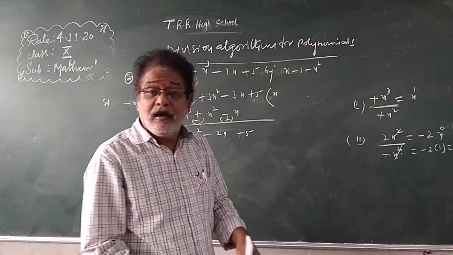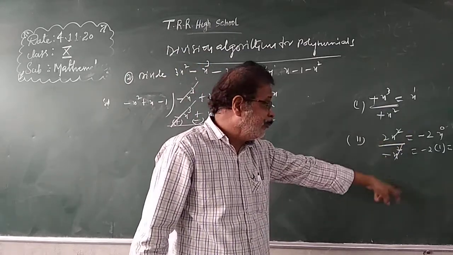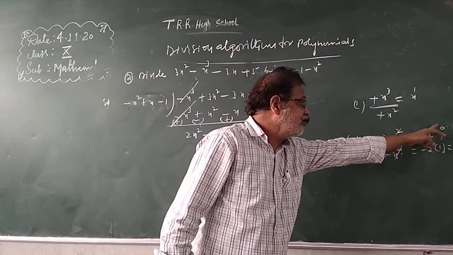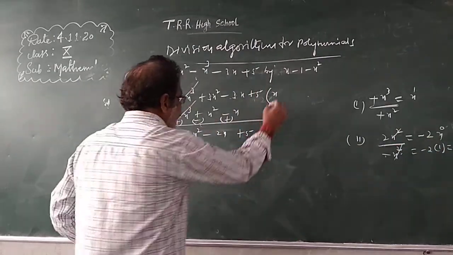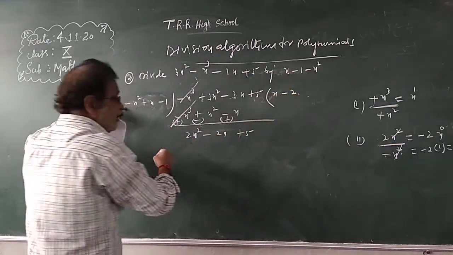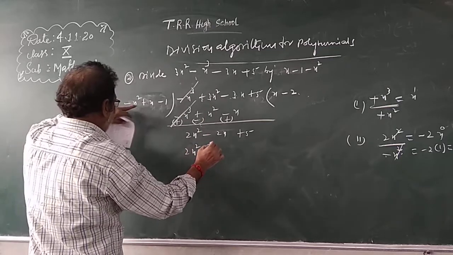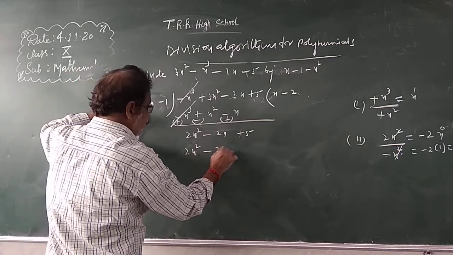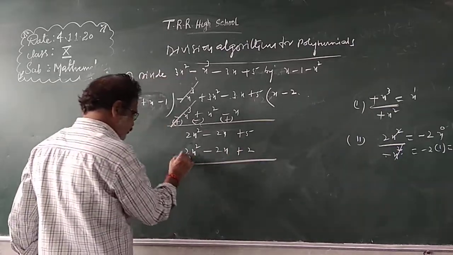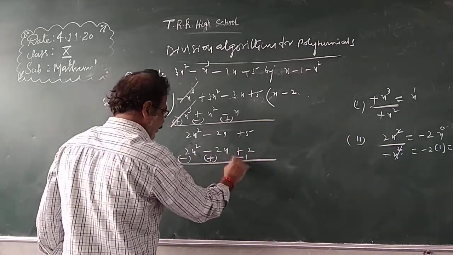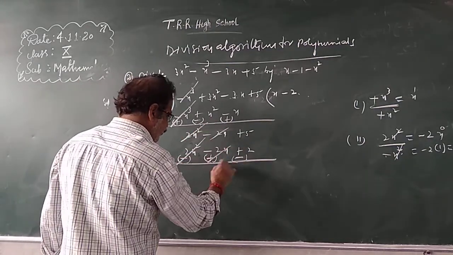When you apply the exponent formula, x square by x square, a to the power of m by a to the power of n, 2 minus 2 is 0. x to the power of 0 is 1. So we get minus 2. With minus 2, multiply the divisor: minus 2 into x square is minus 2x square, minus into plus; minus 2 into minus x is plus 2x; minus into minus is plus 2. Change the signs: plus 2x square minus 2x square, plus 2x minus 2x, 5 minus 2.